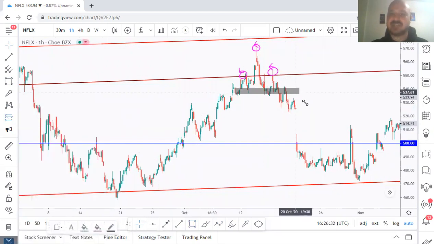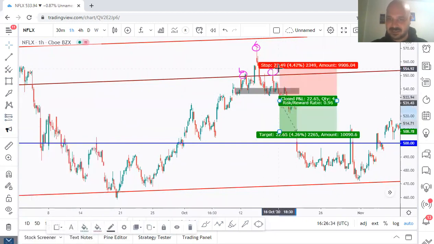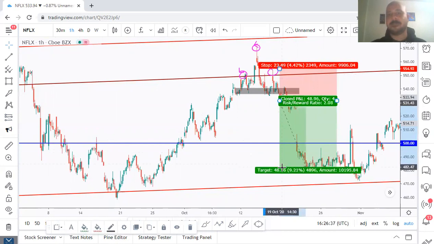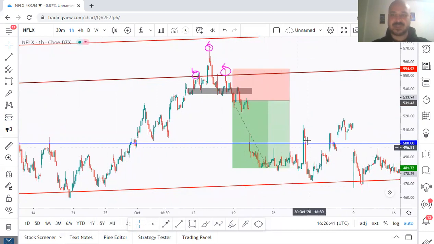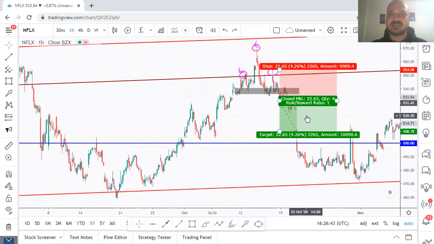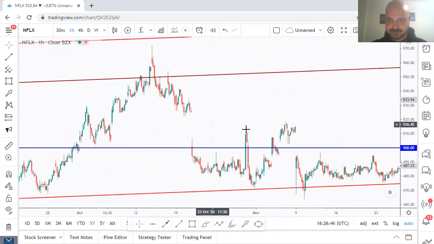Our entry would be after a momentum candle close below the neckline, stop loss above the right shoulder, and 2-to-1 risk to reward ratio, which would be around our lower support area. And starting from here, we'll be looking for buy setups.